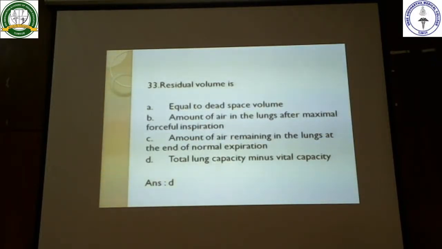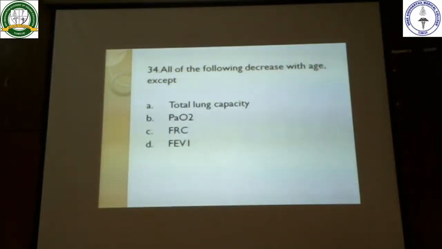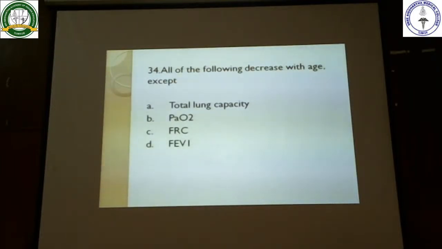So the second option, the amount of air in the lungs after maximal forceful inspiration, is vital capacity. Sorry, it is the inspiratory capacity. So the answer is total lung capacity minus vital capacity will give you the value of residual volume. So what is vital capacity? The amount of air that can be expired forcefully. The other options are functional residual capacity and forced expiratory volume at 1 second. So the answer is functional residual capacity.